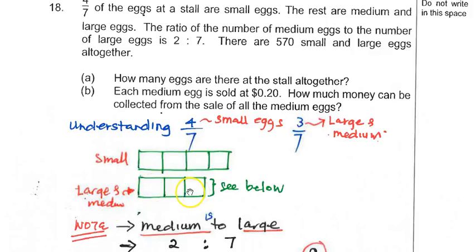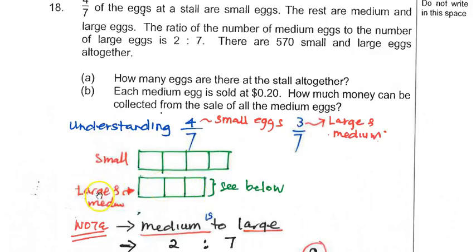How many there are, we do not know, but when we add them together, there are 3 parts, and this one is 4 parts. You see, 4 out of 7 are small eggs, and the rest, which is 3 out of 7, are large and medium eggs. So look at this, this is important.